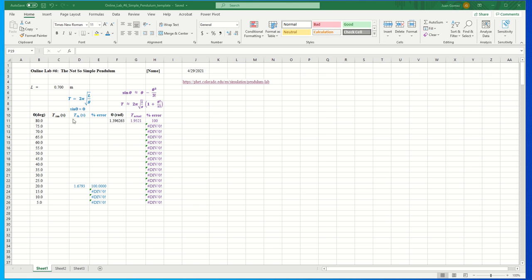So I'm only going to calculate the theoretical period where it's valid. Remember, this small angle approximation, sine theta approximately equals theta, is only good probably for values of theta at 20 degrees or less. So I can't use this formula for these larger values of theta because it's not valid. I'm only going to use this formula, T equals 2 pi root L over g. Notice I've entered it right here. So I'm only going to use that formula for theta equal to 20, then 15, 10, and 5.